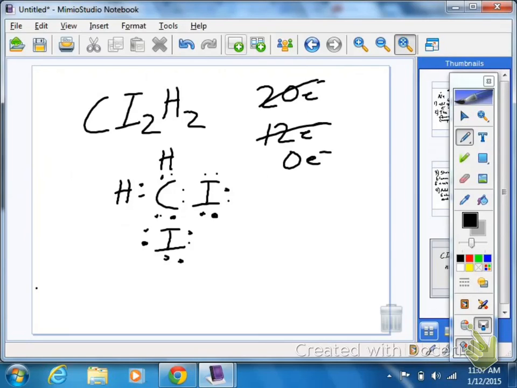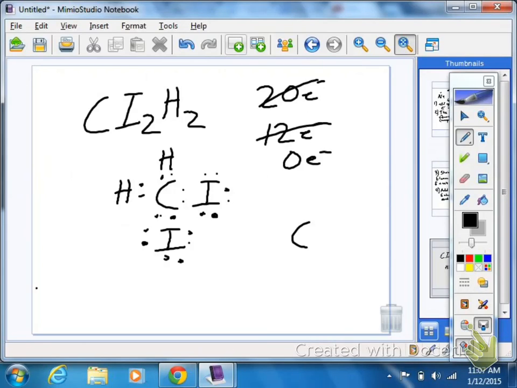Now, one we're going to do here in a second will not complete an octet of electrons. So we want to make sure everything in these examples I'm going to show you now has at least 8 electrons around it. Okay? It has to have at least 8. If it doesn't have at least 8, then it doesn't follow the octet rule. And for right now, we're just doing those that finish the octet rule.